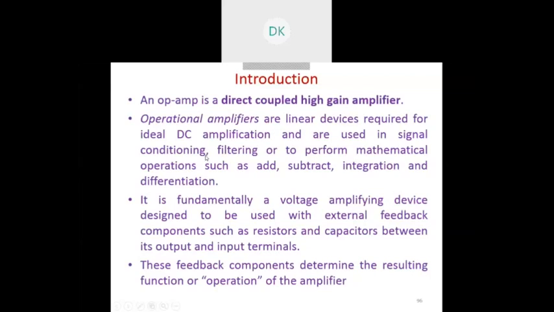Signal conditioning means if any input signal is given to the amplifier, it will be converted into some other format. For example, if a triangular waveform is given, it will be converted into a sine waveform. If a square waveform is given, it will be converted into a triangular waveform. Such a conversion is called signal conditioning. Filtering means low pass filtering, high pass filtering, band pass filtering and band stop filtering.